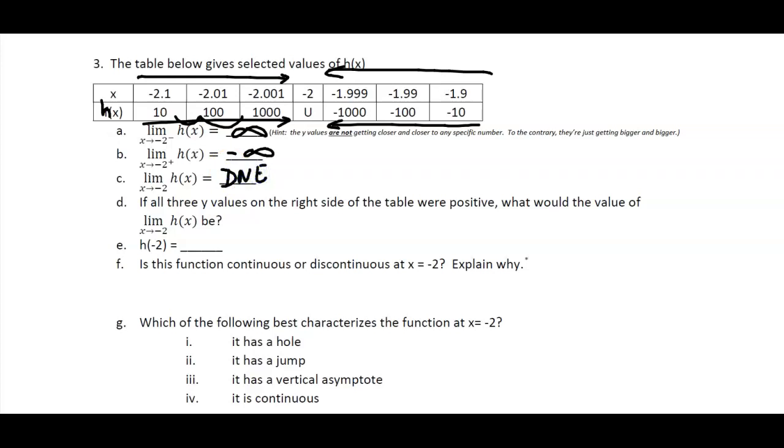Now let's just say all three y values on this right side were positive. So let's just change all these to positives. What would be the value of the limit now? Well, even though it still doesn't exist, if both the right and left-handed limits were positive, which is what that would be if you change those three numbers to positives, then that would mean that we wouldn't put d and e. That would mean we'd put infinity.